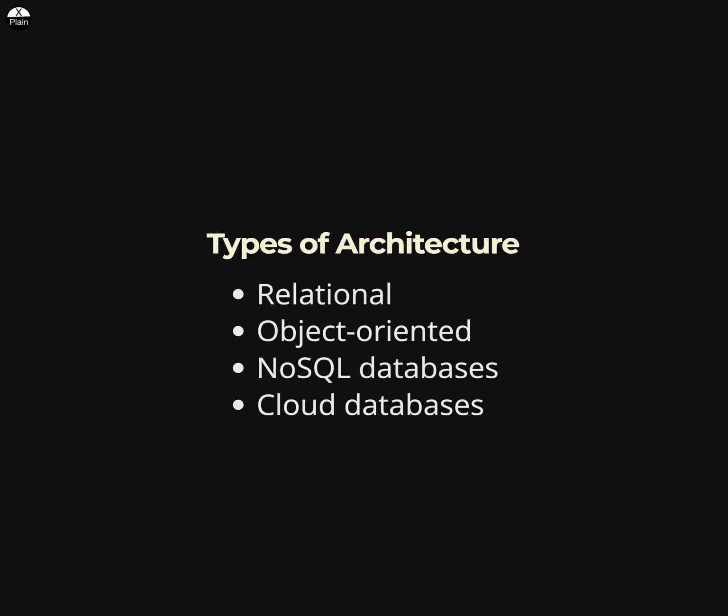NoSQL, short form of not only SQL, is a type of database that is designed to handle large amounts of data that is not well suited to the relational model. NoSQL databases come in several different types, including key value stores, document databases, and column family databases.